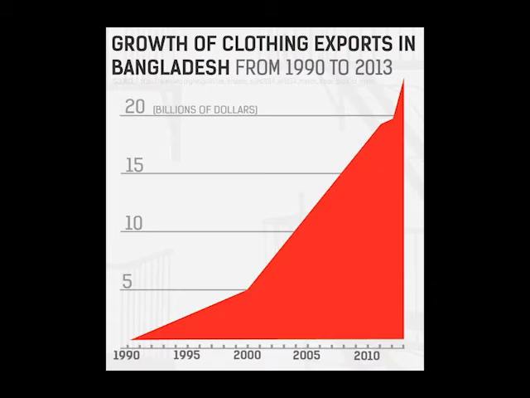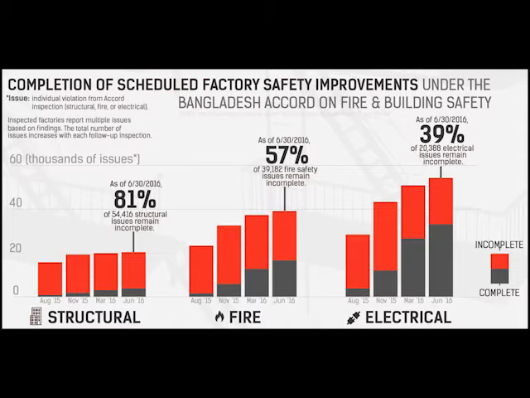In my numbers display that shows Bangladesh's growth in the garment industry, I exploit the visual potential of time by using a filled-in graph that shows the sharp increase of exports over time. I also visualize time in my display on scheduled factory safety improvements, in which you can see time passed represented by the stacked bar graphs, showing the aggregation of issues over a period of time.